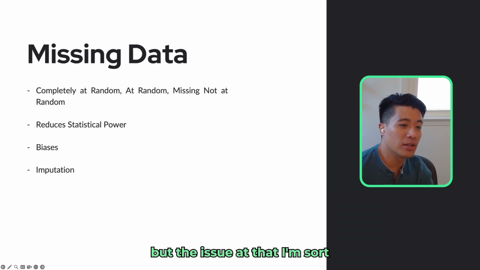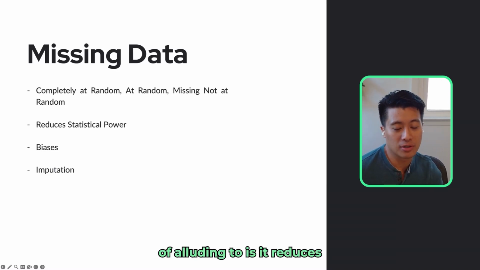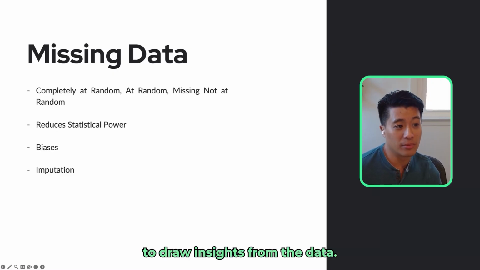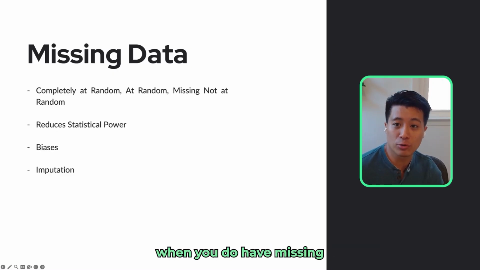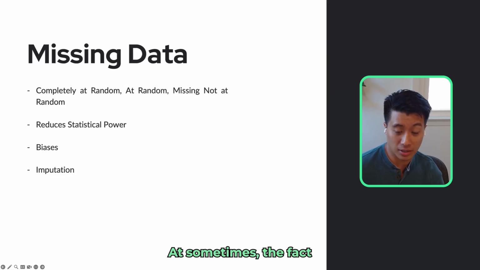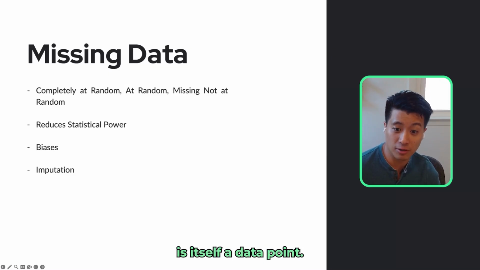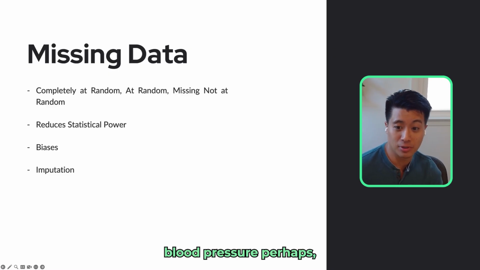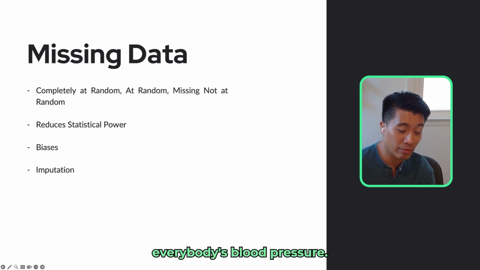But the issue that I'm alluding to is it reduces the statistical power of whatever method you're using to draw insights from the data. So you need to think about when you do have missing data, why it's missing. And then the way that you address that is through imputation. Sometimes the fact that data is missing is itself a data point. But to impute, you can take the mean of everybody's blood pressure perhaps and just input that. You could take the median of everybody's blood pressure.